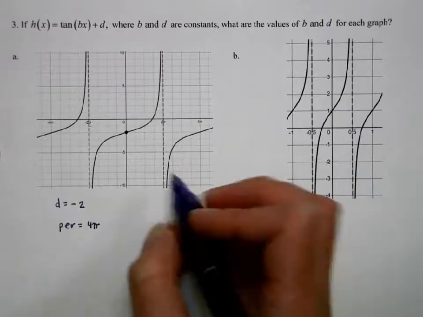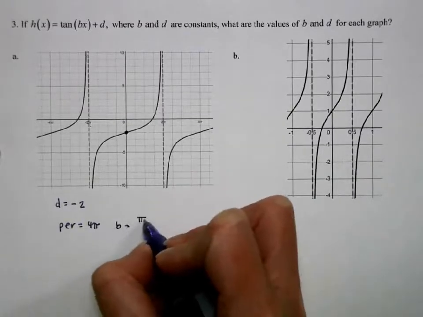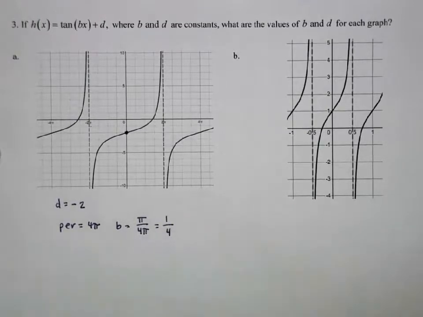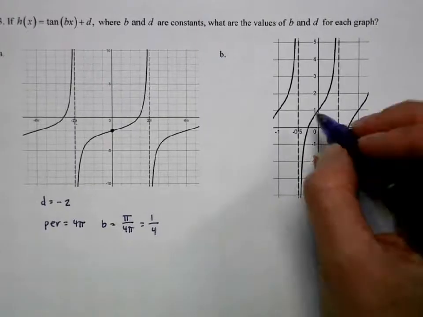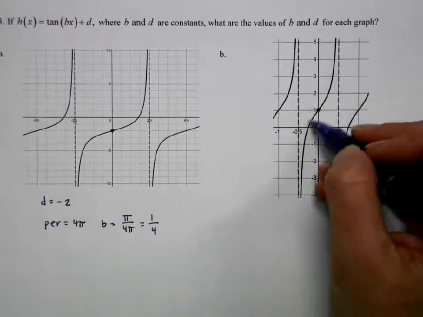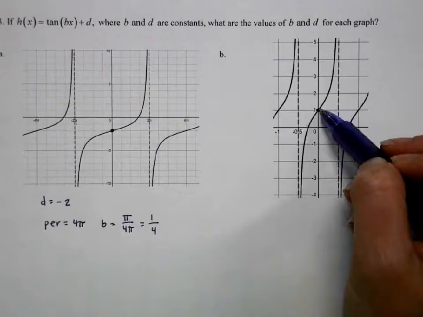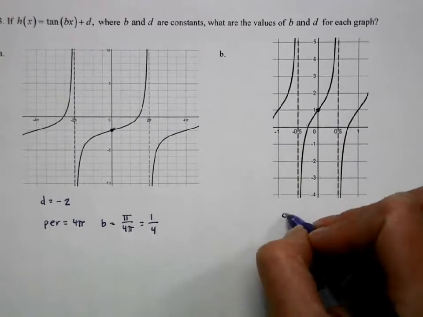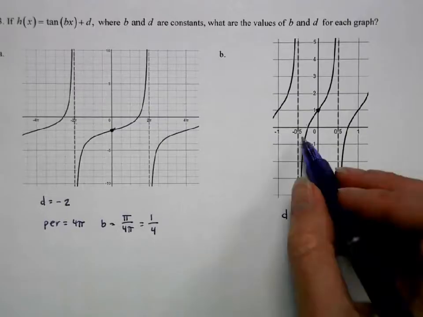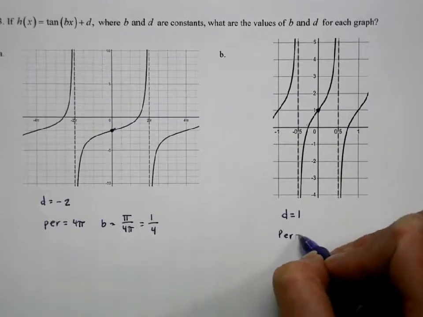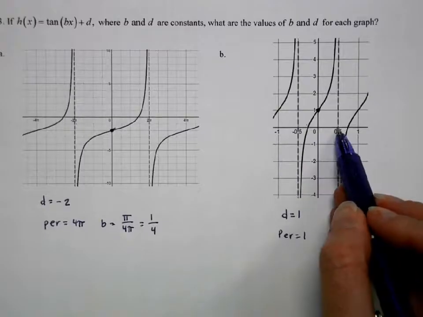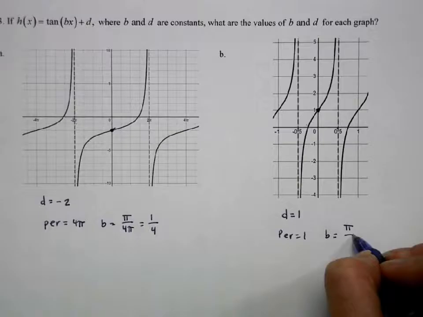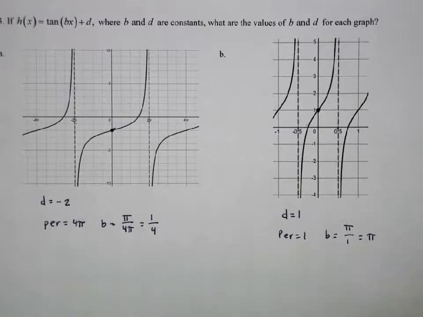To find my b value, I'm going to take pi divided by that to get a b value for this one of 1/4. Here, and really you're looking for the change in concavity, I have a change in concavity here at 1, so my d is 1. My period is 1, because we're going from -1/2 to 1/2, which means my b value is pi divided by that 1, which of course is just pi.